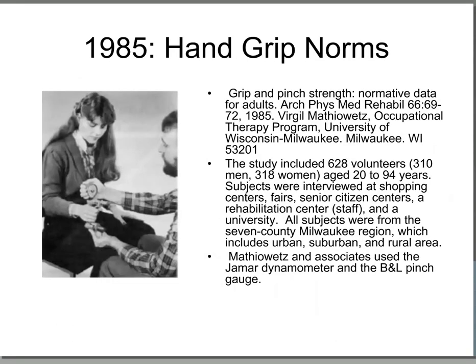In 1985, we see the development of the hand grip norms, commonly known as the JMAR norms. These were in fact done by Mathiowicz, published in his paper, Grip and Pinch Strength Normative Data. The study included 628 volunteers, 310 men, and 318 women, aged between 20 and 94 years. Subjects were interviewed at shopping centers, fairs, senior citizen centers, a rehabilitation center, and a university. All subjects were from the 7-county Milwaukee region, which includes urban, suburban, and rural areas. Mathiowicz and Associates used the JMAR dynamometer and the B&L pinch gauge, which speaks to why it is commonly known as the JMAR norms.